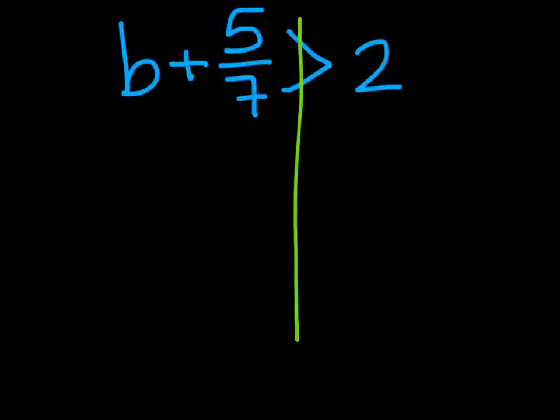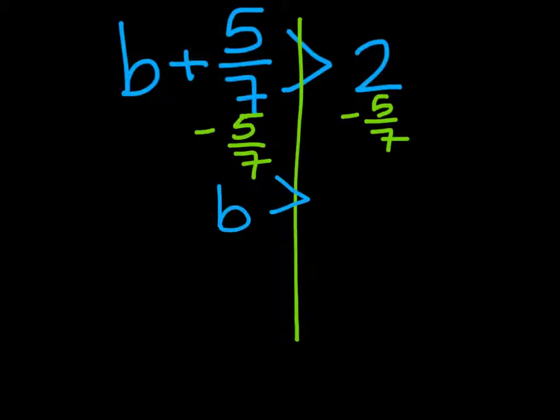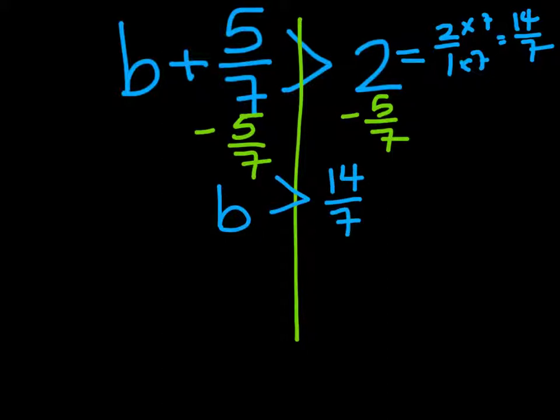So let's draw our line down the inequality to keep that out of our mind. What's going to undo that 5/7? Well, we could subtract 5/7 from both sides. So here we get b is greater than 2 minus 5/7. Let's think about what 2 equals in sevenths. We could write 2 over 1, and we now need to multiply by 7, so we get 14 over 7. So 14 sevenths minus 5/7 equals a grand total of 9/7.